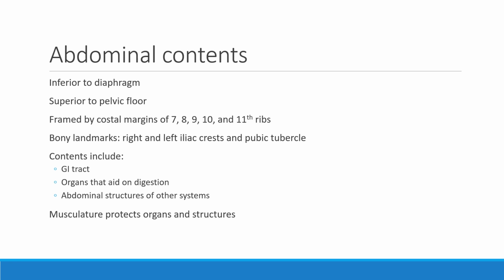The content of our abdomen includes our GI tract, organs that aid in digestion, and abdominal structures of other systems. We do have a lot of musculature in the abdomen. This helps to protect organs and structures. There are two layers. The innermost are the internal obliques and transverse abdominis muscles, and the external layers are the external obliques and the rectus abdominis.